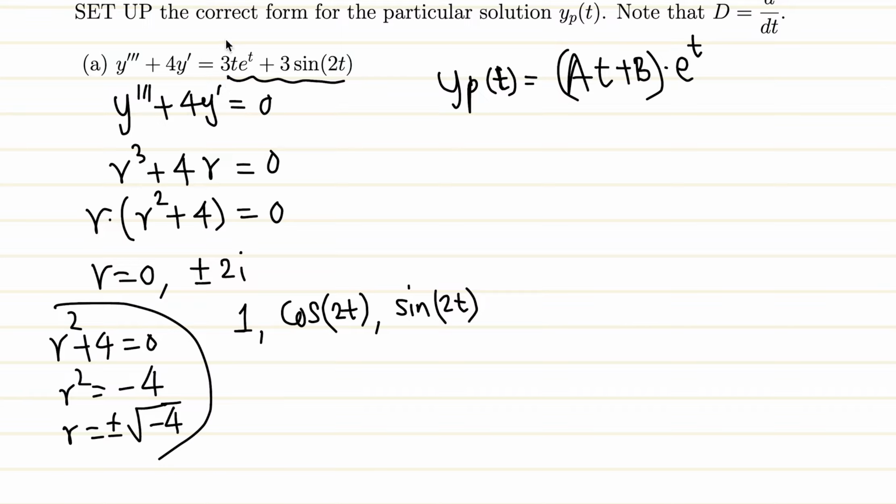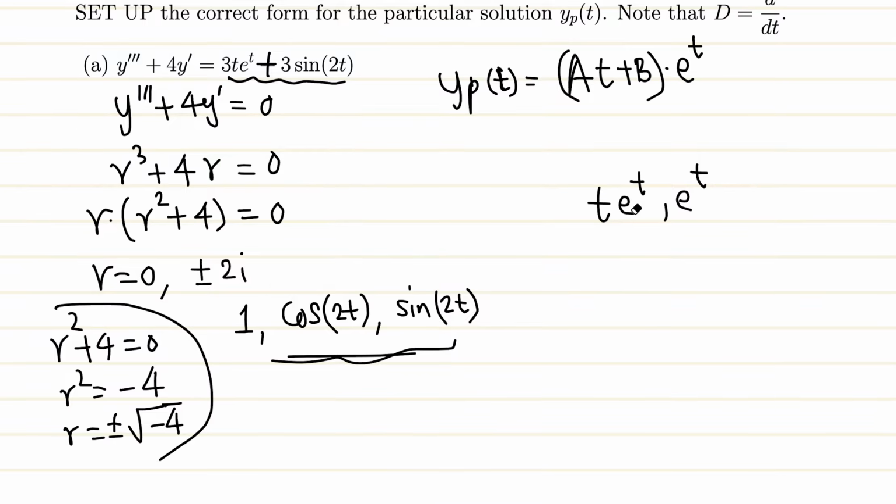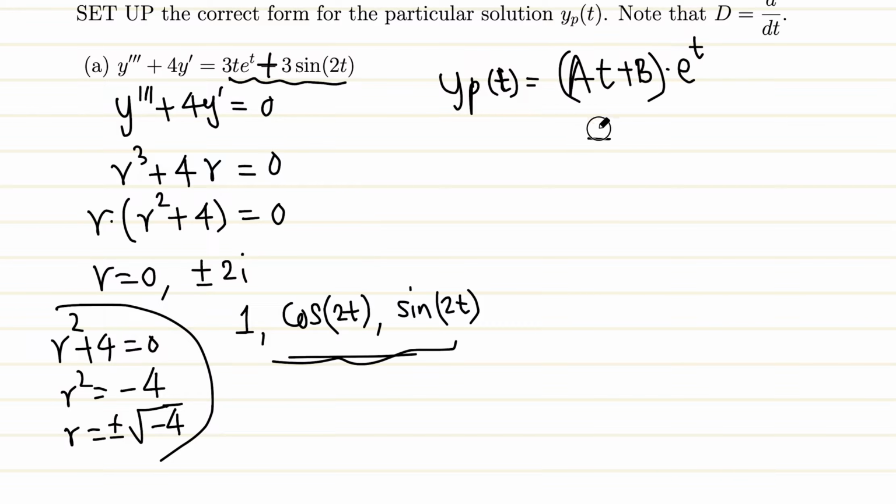In fact, this is a linear combination. Let's check if this is correct for the first part. Taking a equals 1, b equals 1, we get t e to the t and 1 e to the t. They are not in the list of homogeneous solutions, so this is good. This is good enough based on the first term.